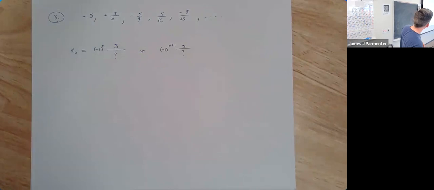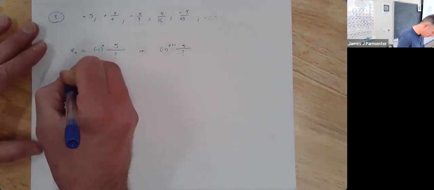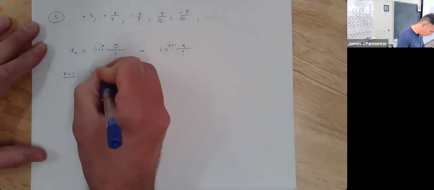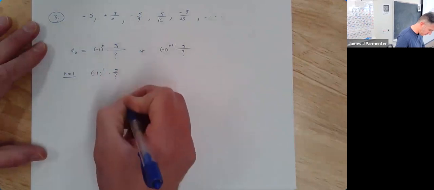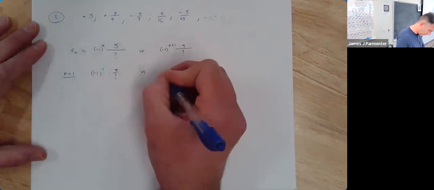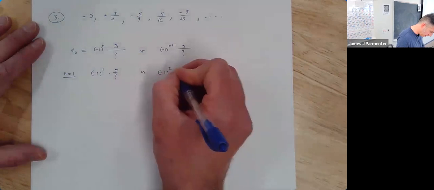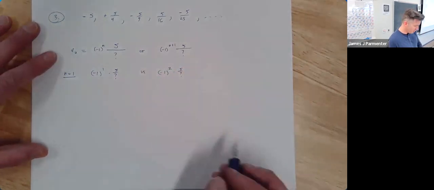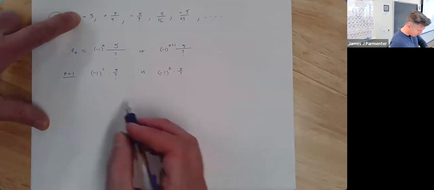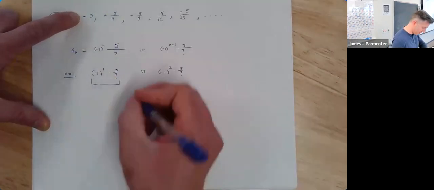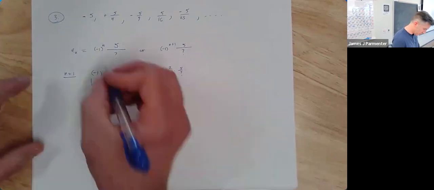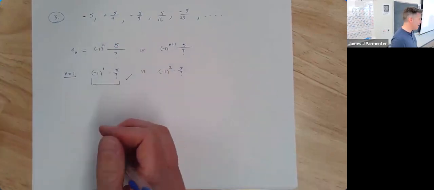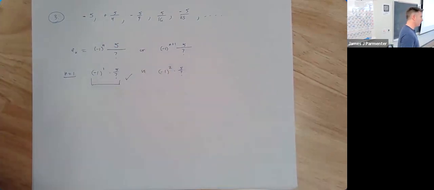I think, let me see. So if I plug in n equal to 1, I would get -1 to the 1 times 5 over whatever, versus here, I would get -1 to the 1 plus 1 times 5 over whatever. But I want my first term to start off being negative, and this is the one that starts off being negative. So that's the winner. So I know it's -1 to the n, not -1 to the n plus 1.